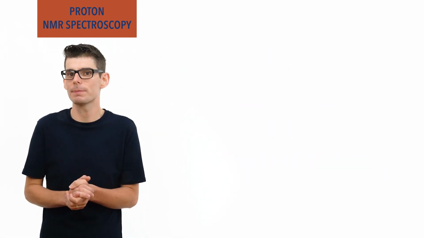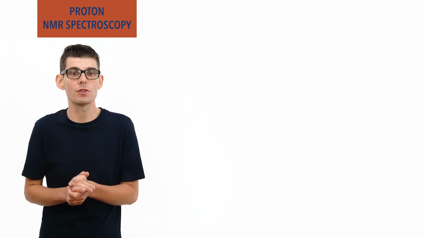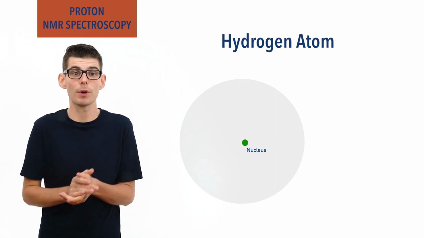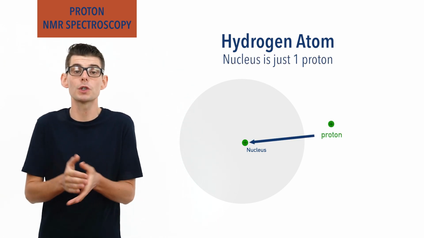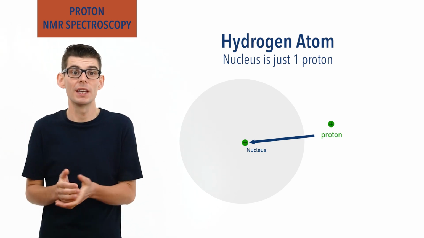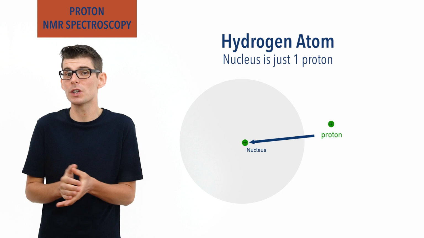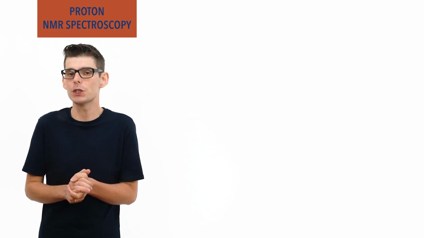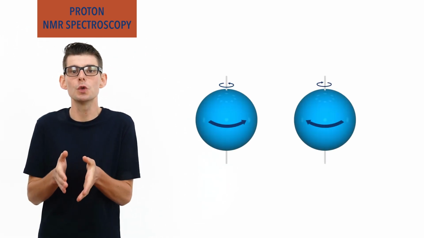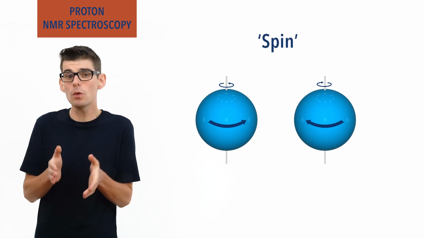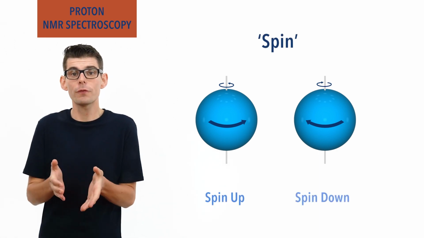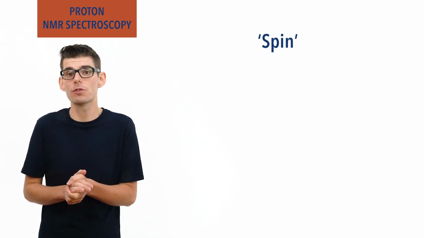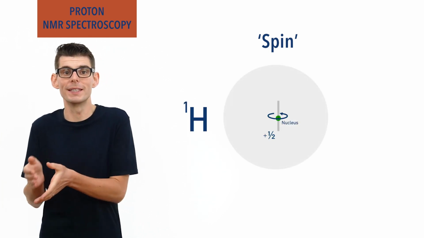Central to Proton NMR spectroscopy is the nucleus of hydrogen atoms within a molecule. The nucleus of a hydrogen atom is just a single proton, and this is why we refer to Proton NMR spectroscopy and proton environments. Really, we're just talking about hydrogen atoms and their nuclei. As particles can rotate in 2 directions, they can have what are called 2 possible spin states. We call these spin up and spin down, often shown as positive half and negative half. As a result, the proton in a hydrogen atom can be either spin up or spin down.